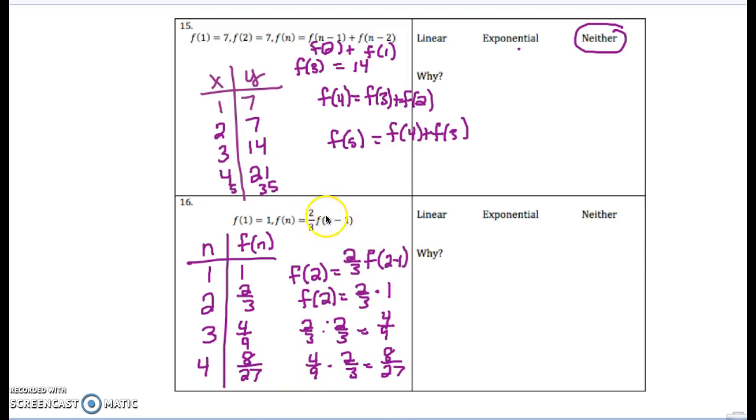So if we are multiplying to get to the next number, then that is going to be exponential. You can make a table, you can make a graph, you can discuss that multiplying means that it is geometric, which goes hand in hand with exponential. This would be recursive, right? Because it's got the f of n and the f of n minus 1.